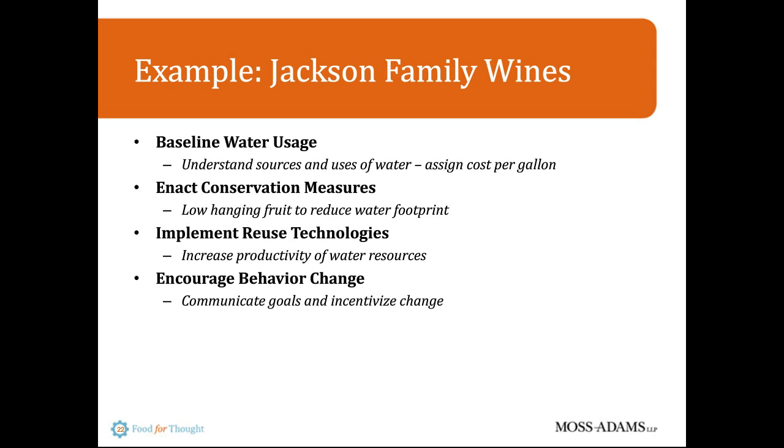So Jackson Family Wines is really a prime leader in this area of sustainability. Looking at water usage, they started off with a baseline water use, understanding what your sources are, your uses are, and I talked a little bit earlier about the value of the water that you're using. So they actually assign a cost per gallon for use. And then they start looking at how do we enact conservation measures? What are the easiest things to tackle? How do you implement reuse technologies? And then again, how do you encourage behavioral change, communicate your goals, and incentivize people to drive those changes and implement them?